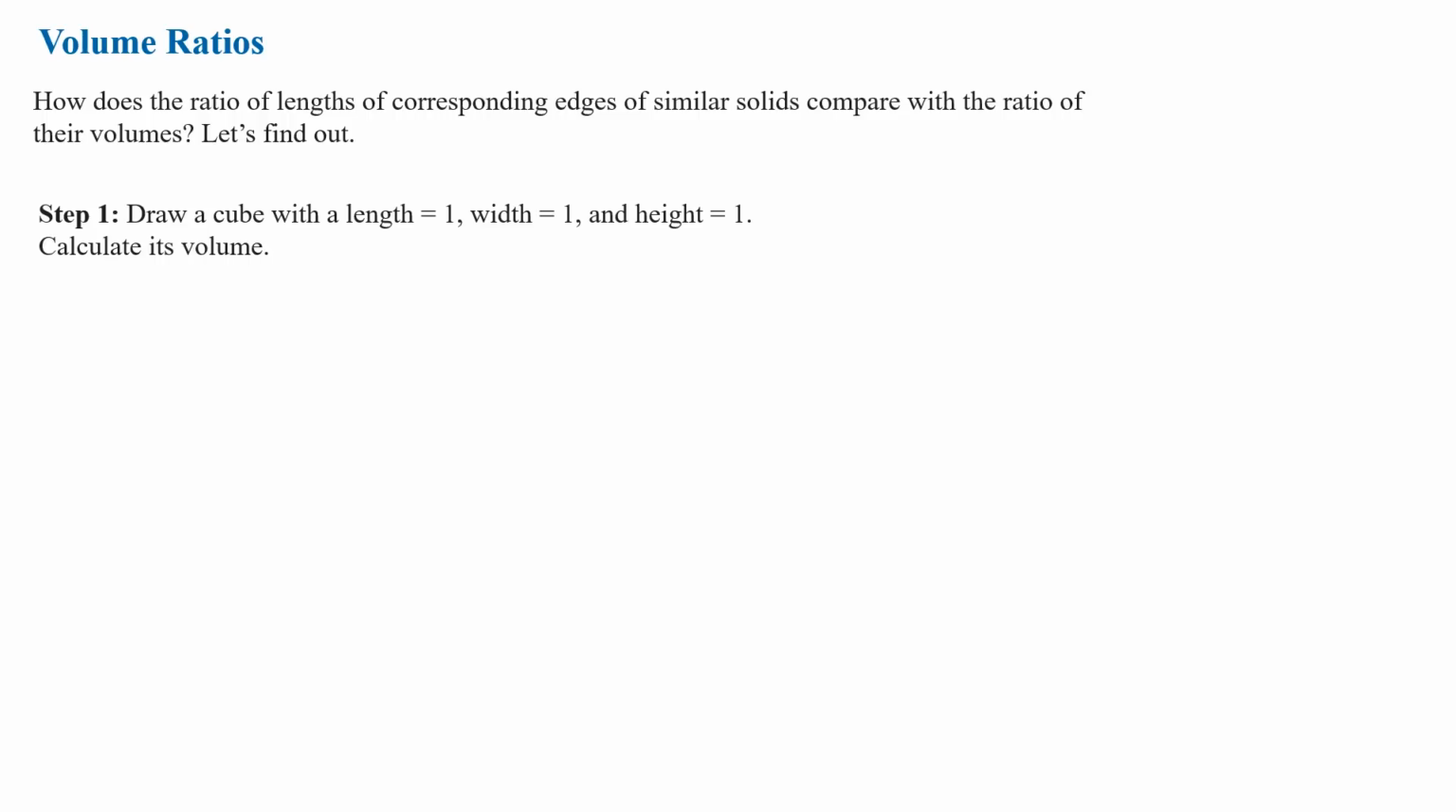Start with cubes because that's easier. We want to calculate the volume. Since it's a cube, it's the same thing as a prism. A prism is base area times height. So if you had a cube that looked like this, you should have a volume of 1.